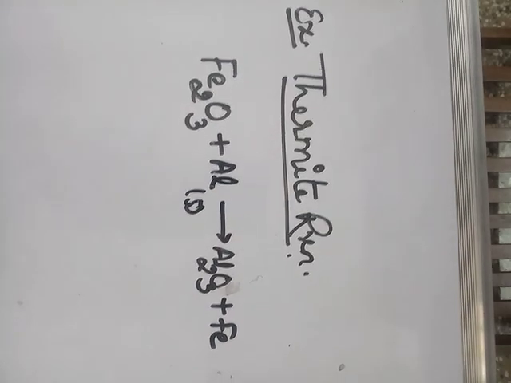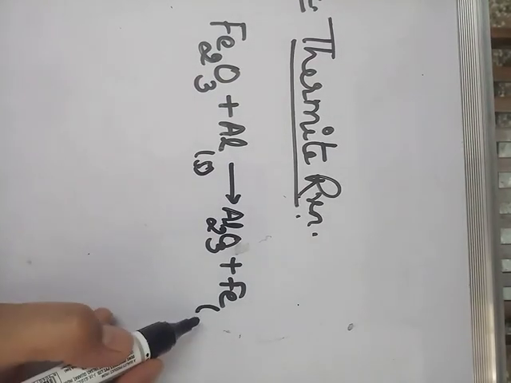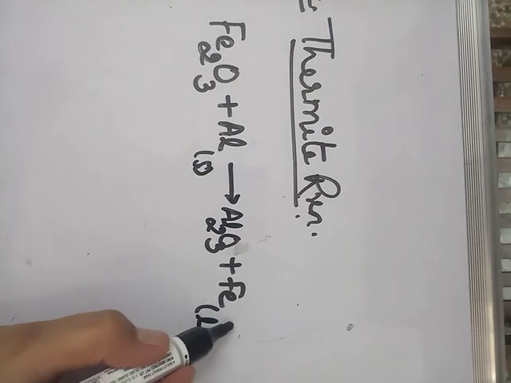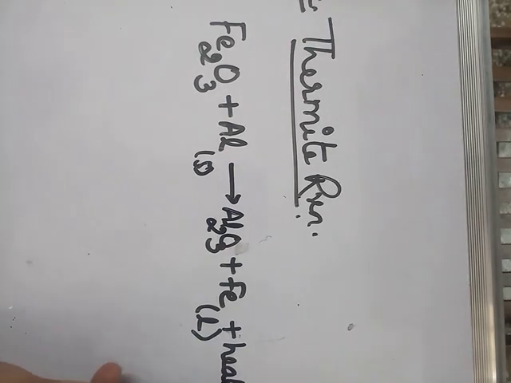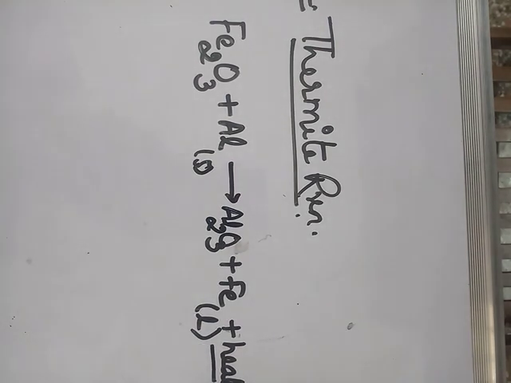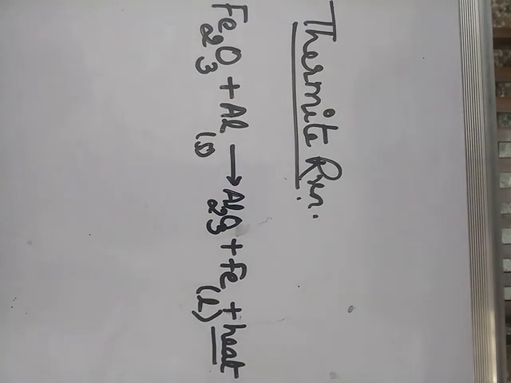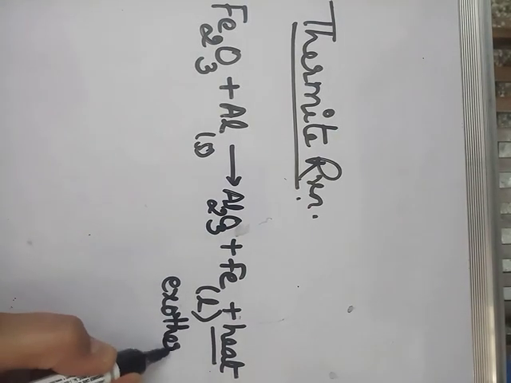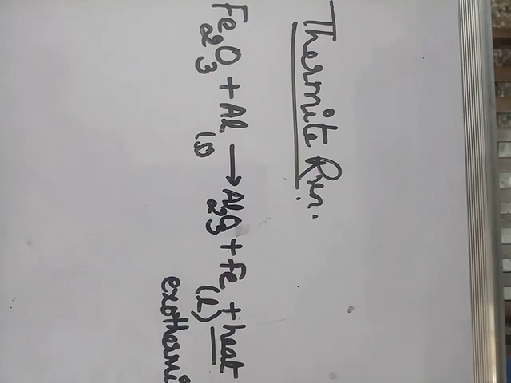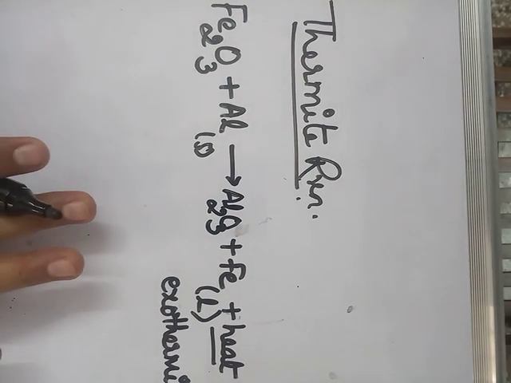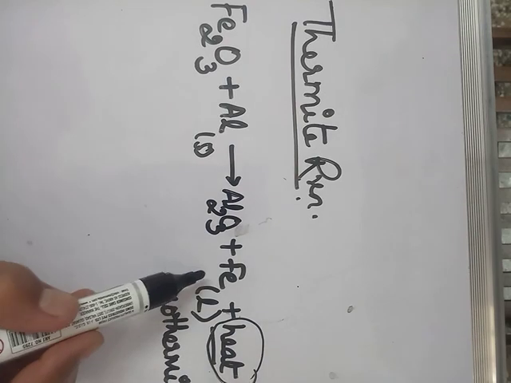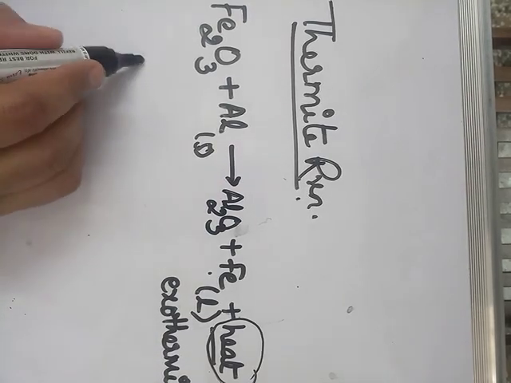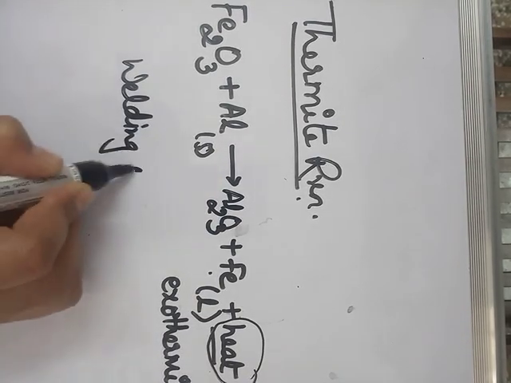What is special over here is that the iron which has been obtained is not in solid form, it is in the molten or liquid form. Why is this so? Because this particular reaction is releasing a large amount of heat, and such a reaction, as I've already told you, is called an exothermic reaction. This heat is responsible for melting the iron. So this reaction is used for welding of railway tracks.